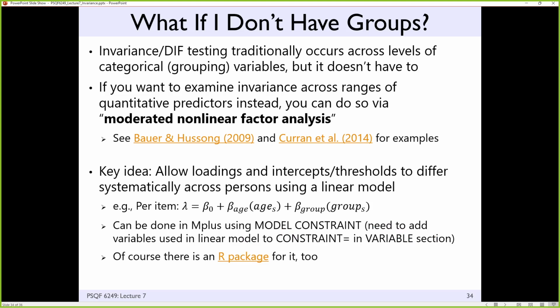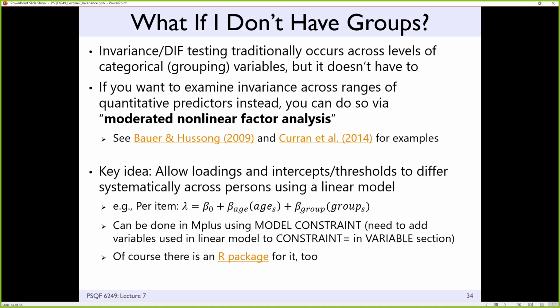Wanted to give a shout out to moderated nonlinear factor analysis on slide 34. If you don't have groups, you can still do invariance. So what if you wanted to know if items work differently, say, as a function of age? And you had, like, between ages 3 and 10. Well, if these are kids of different ages, in order to make it fit into what we were just looking at, you'd have to make arbitrary groups of, like, little kids and big kids. And they're going to be arbitrary groups.